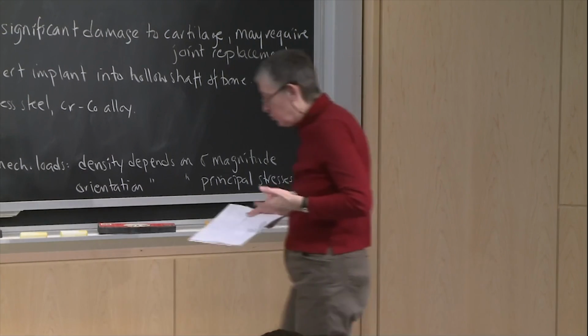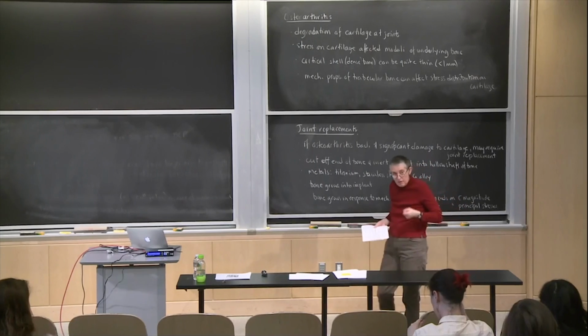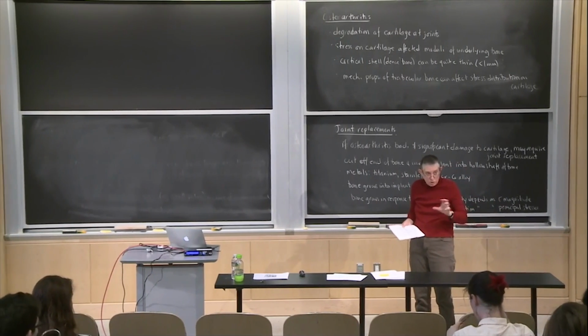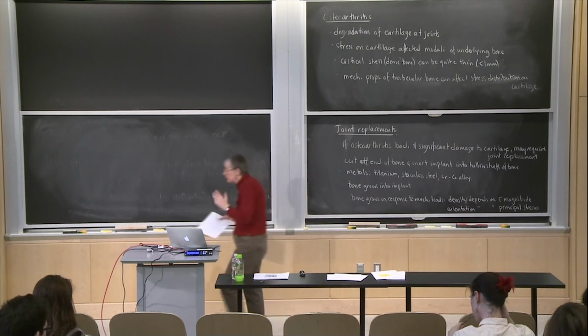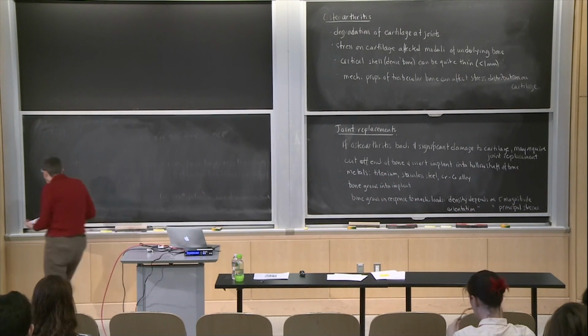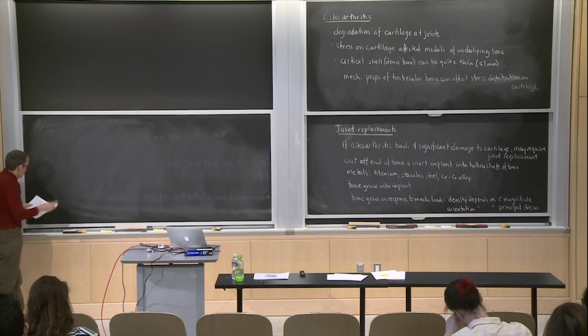So this issue of stress shielding is what it's called, when you have something much stiffer that's shielding the stresses in the bone. The issue of stress shielding means that they don't like to do the replacements on younger patients.